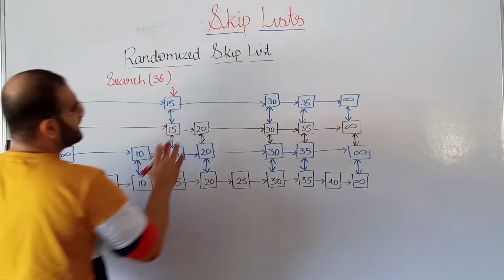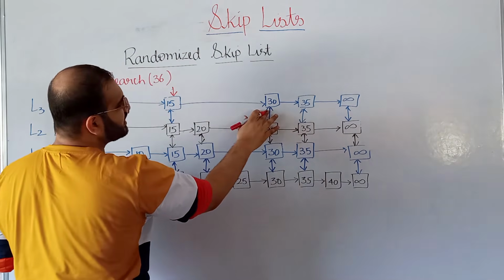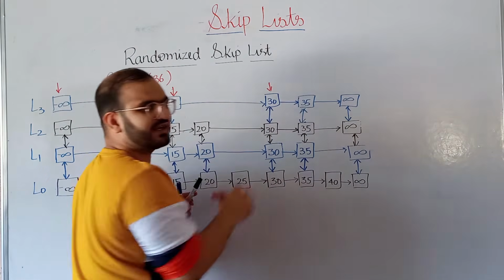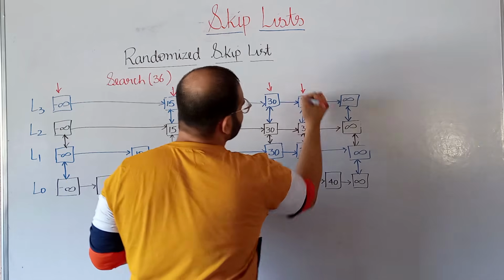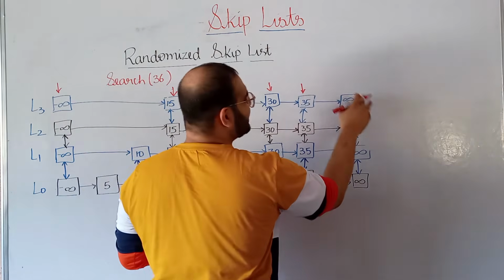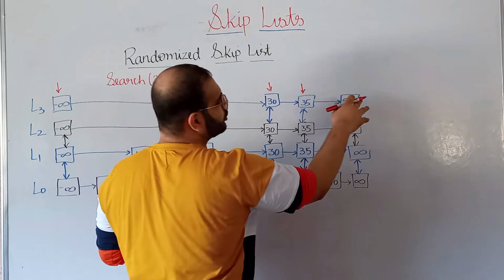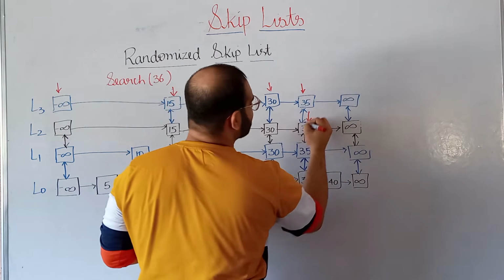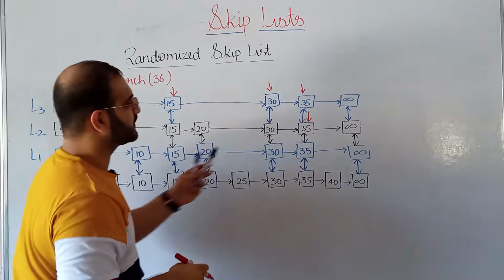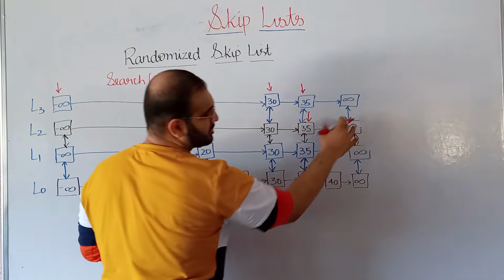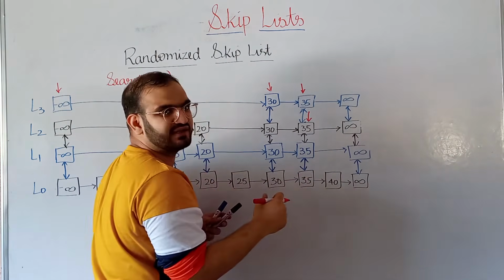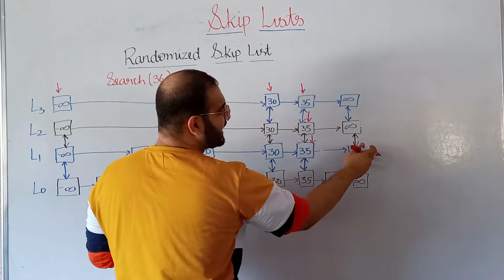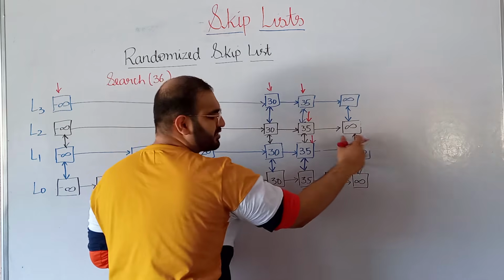to the right. Okay. Then is 30 greater than 36? No. So I have no problem in coming to the right. Then is 35 greater than 36? No. So I can come here to the right. Then I look at the last tail node. Is infinity greater than 36? Yes. So I'll come down to L2. Then again I'll check the next node at L2. Is infinity greater than 36? Yes. So I come down. Then again I check the next node at L1.